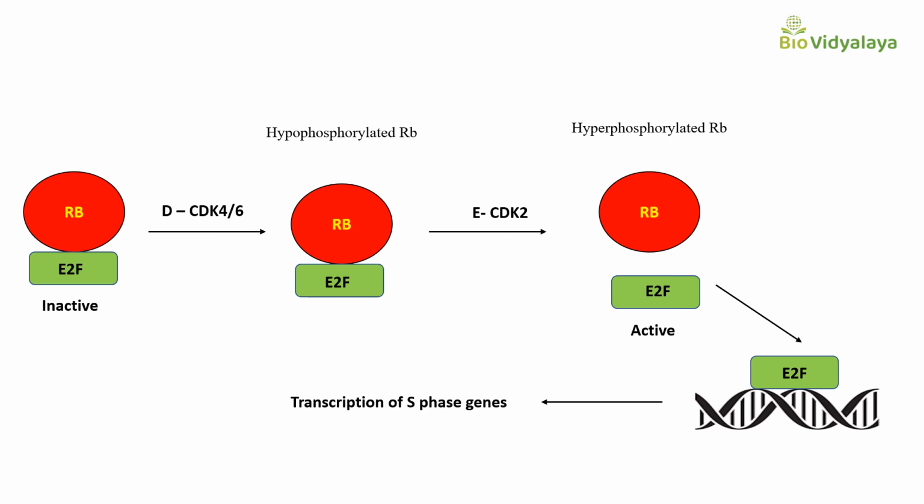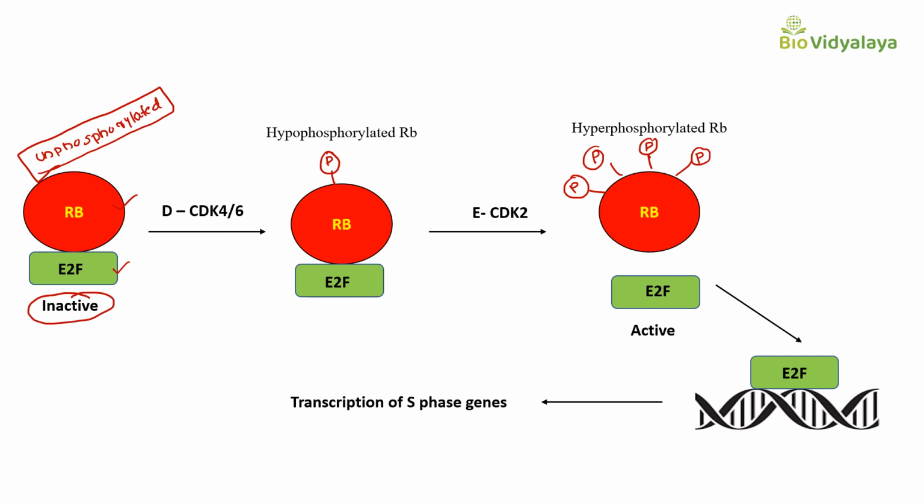Here this red circle is RB protein and this green square is E2F transcription factor. This is unphosphorylated RB. Here phosphorylation is there, and here more phosphorylation is there. So here this RB protein is unphosphorylated. In unphosphorylated condition, this RB protein can bind with E2F. E2F is the transcription factor required for the transcription of genes for S phase protein synthesis. Now this E2F is not free, so it is inactive.